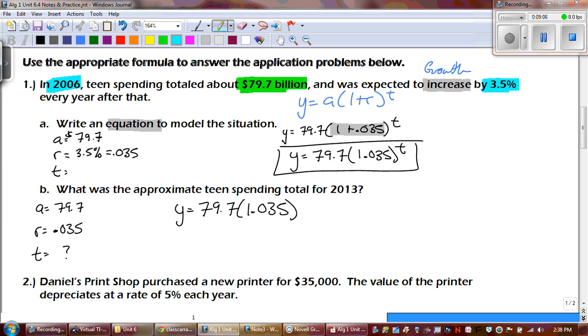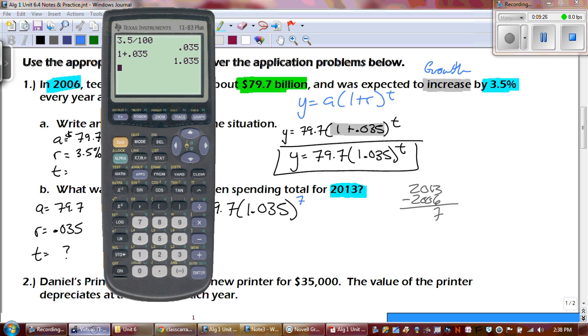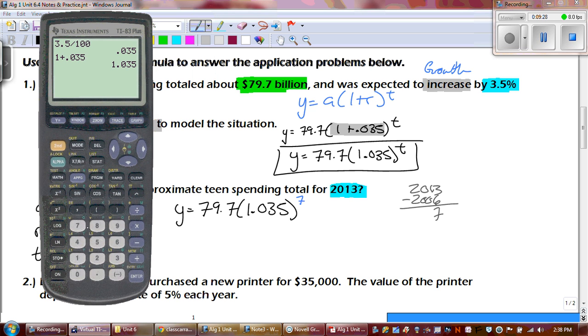This is starting at 2006, and now it's 2013. How much time has passed? If you need to go off to the side and subtract those numbers to figure it out, or use your fingers, do what you got to do. But it's the number 7. And now that we've got that, we can plug everything into our calculator. We have 79.7 times, in parentheses, 1.035 raised to the 7th power. And then you should get your answer.